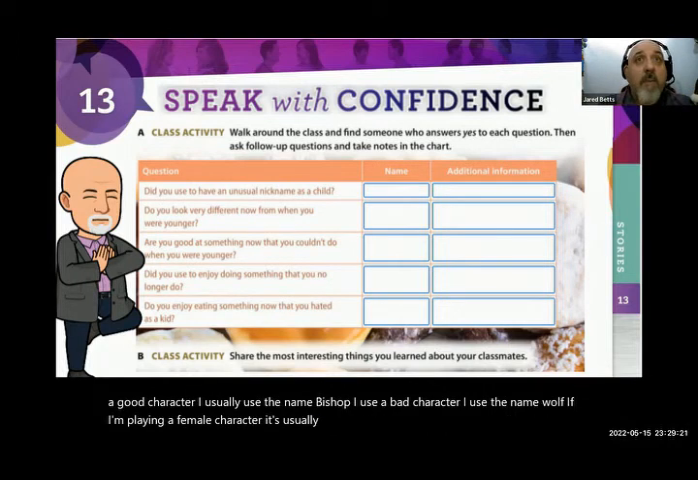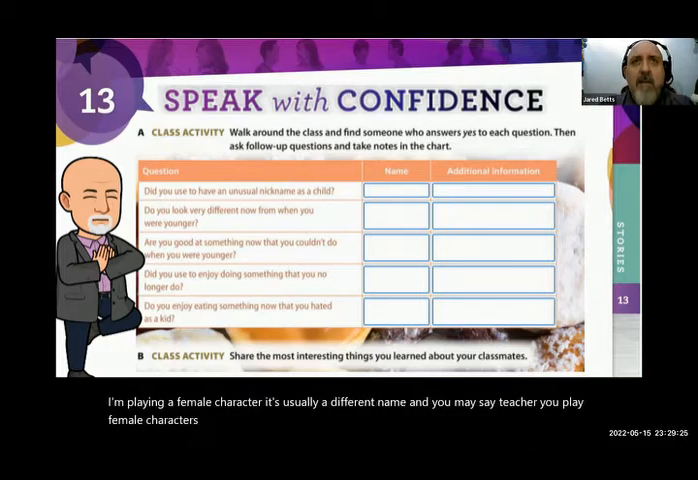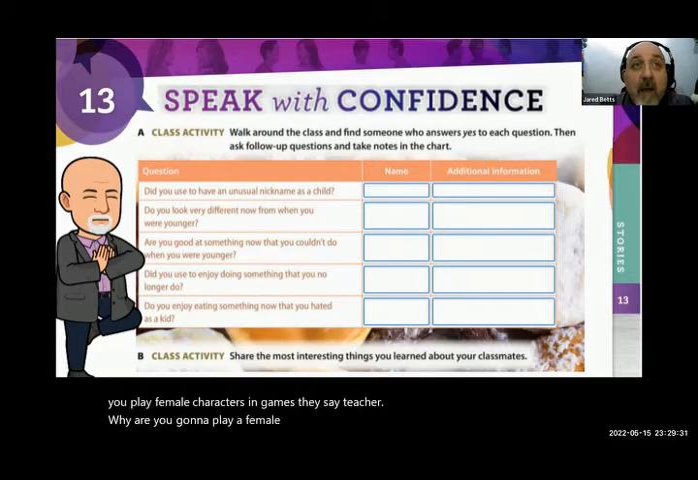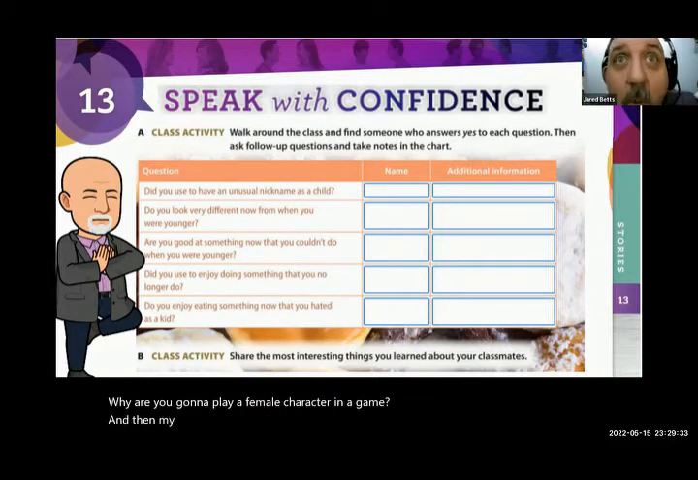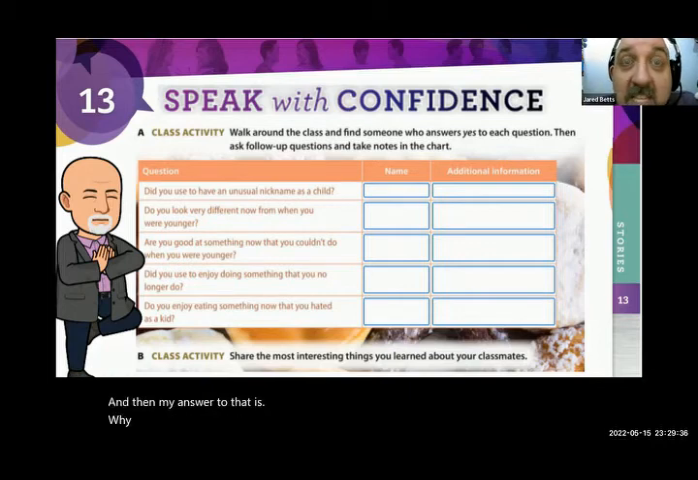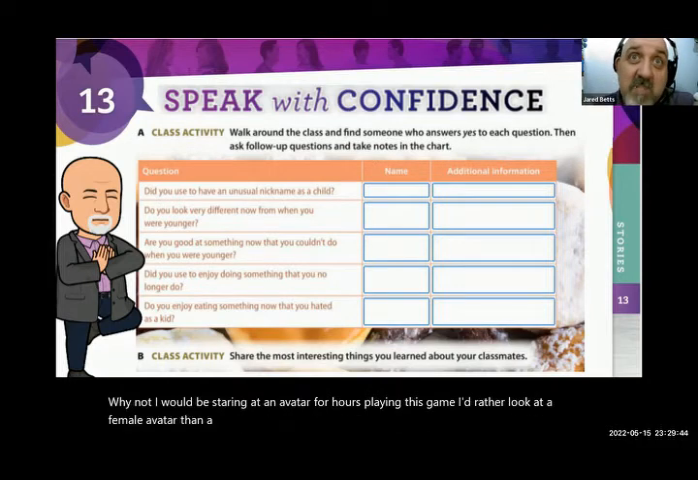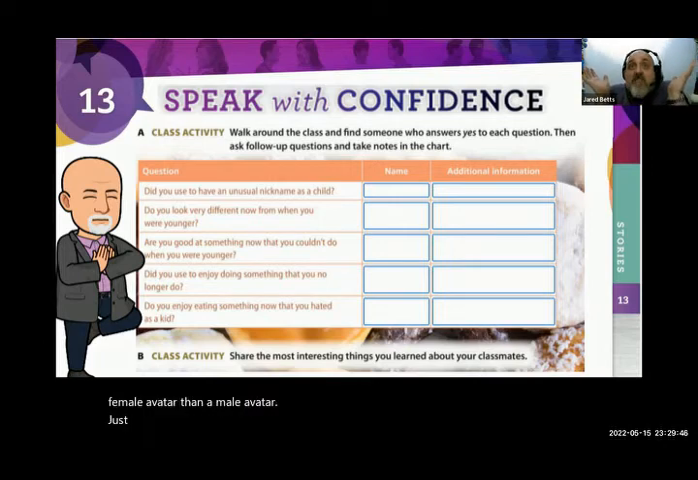And you may say, "Teacher, you play female characters in games?" Yeah. You say, "Teacher, why are you going to play a female character in a game?" And then my answer to that is, why not? I'm going to be staring at an avatar for hours playing this game. I would rather look at a female avatar than a male avatar. Just my personal opinion. But that's just me. Anyway, so look at these.